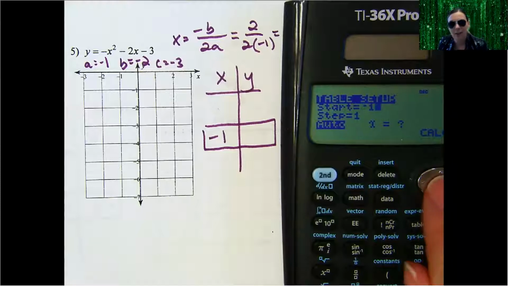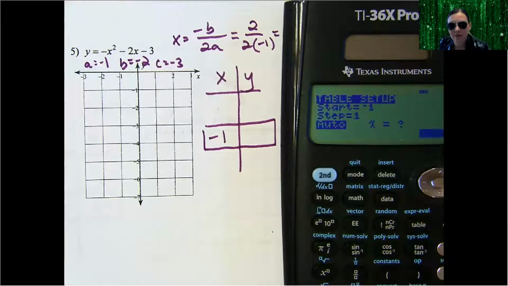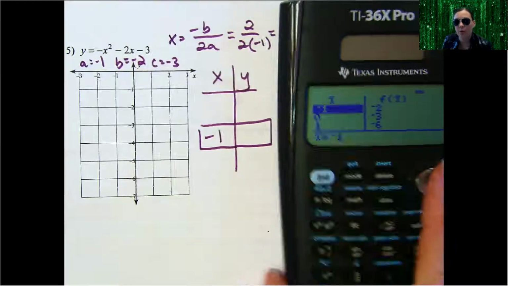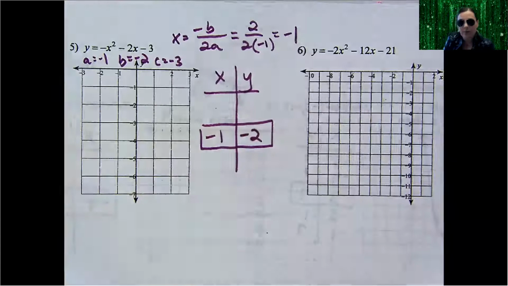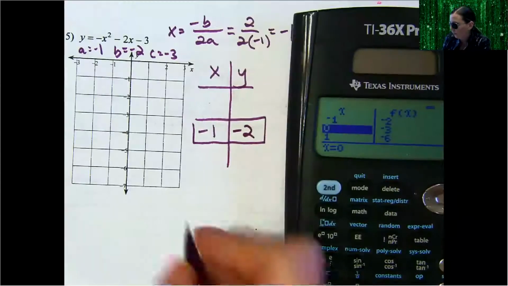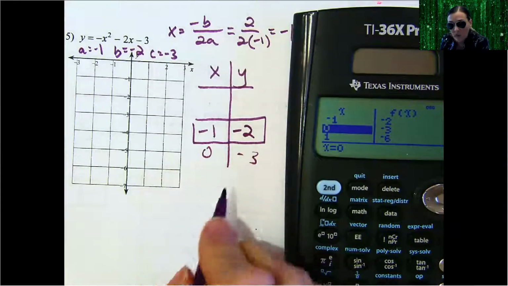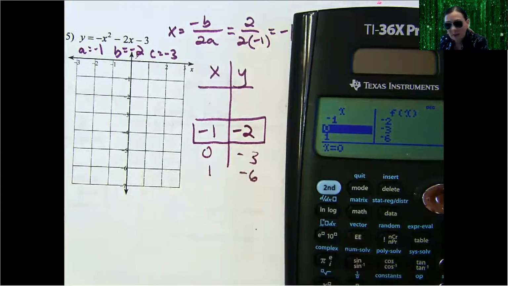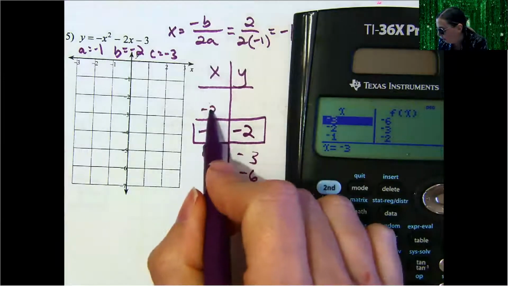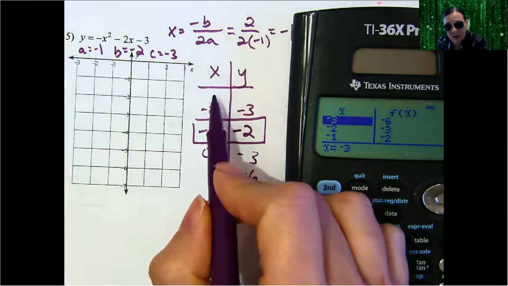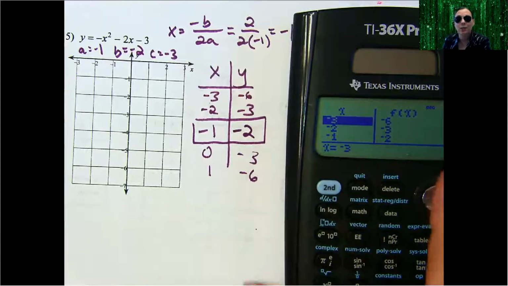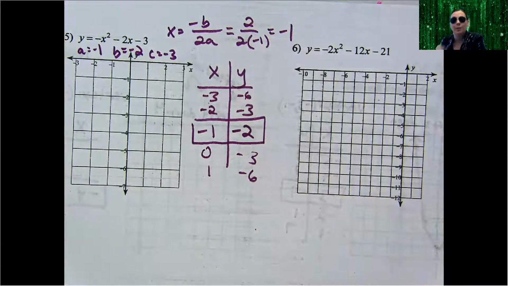Calculate. All right, so it looks like our vertex is -1, -2. Some points that are under that would be 0, -3. 1, -6. Arrow up. You've got -2 and -3. And -3, -6. Notice it's repeating on that y-axis, which is a good sign because we've got these U shapes.